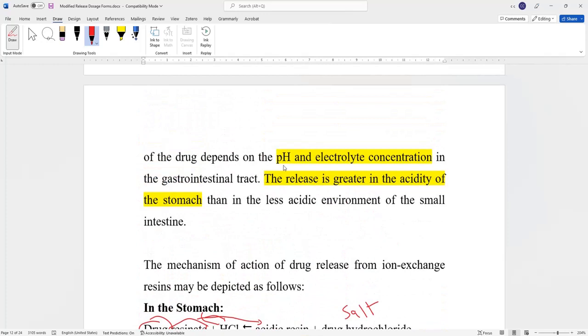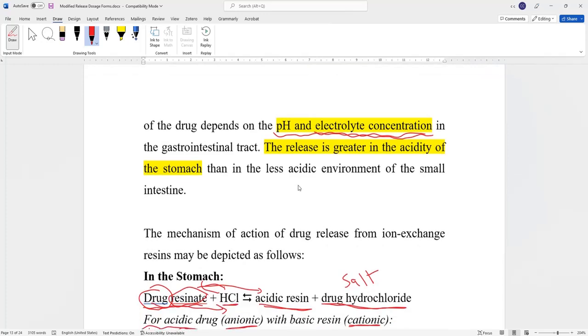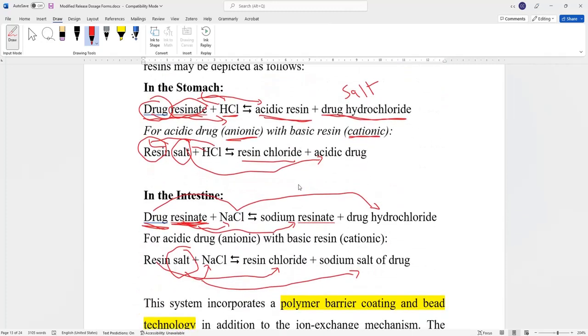The problem is that the drug release will be affected by the pH, and not only the pH but also the electrolyte concentration. See, the salts, what you are eating, the difference between one individual and another, and this makes a problem. Okay, this creates a problem, because it means that the release can be variable.